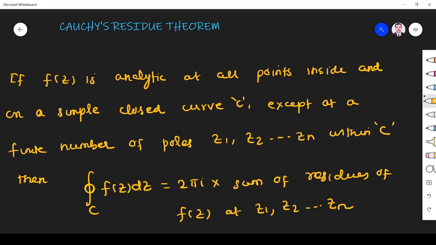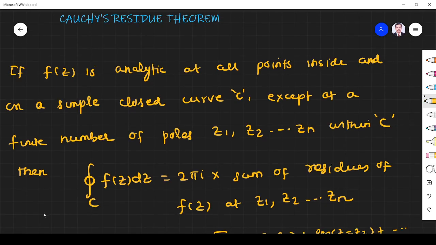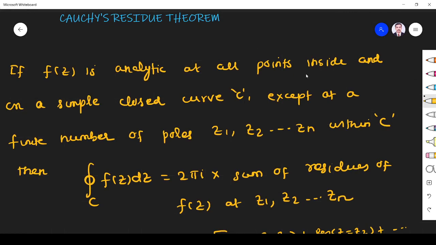Hi friends, in this video we learn about Cauchy's residue theorem. So let us see this. If f of z is analytic at all points inside and on a simple closed curve C, that is very important, all points must be lying inside the curve C. That is very important, right?